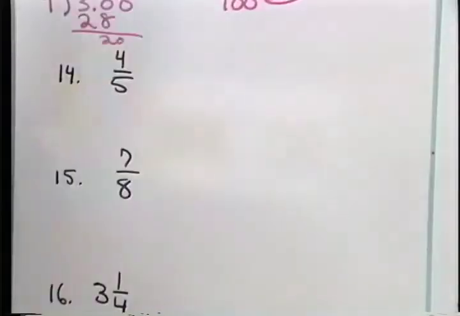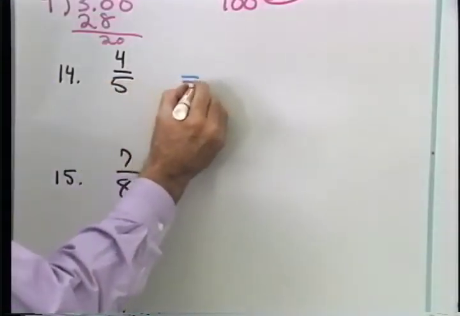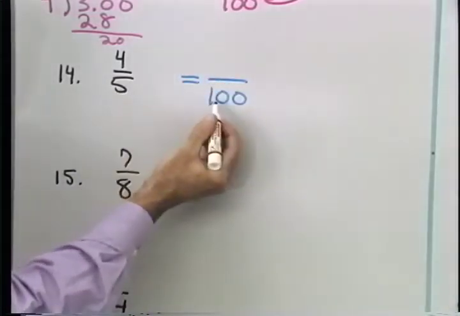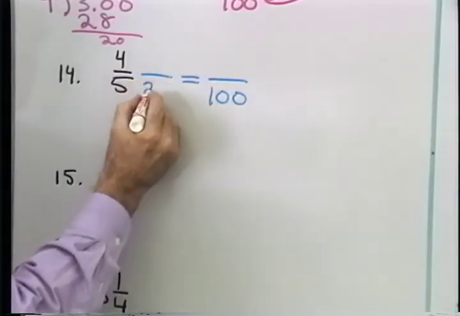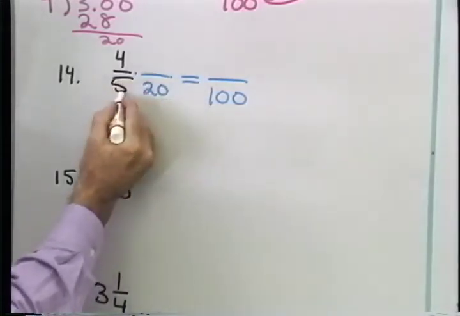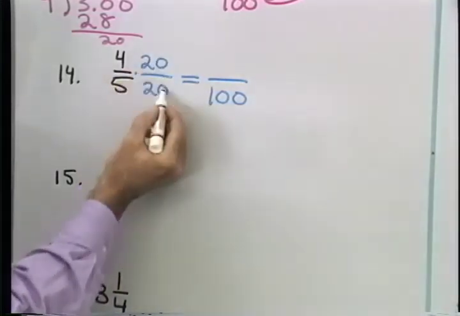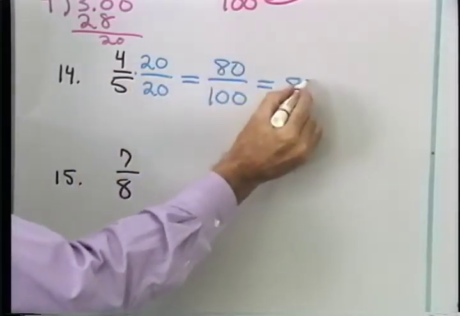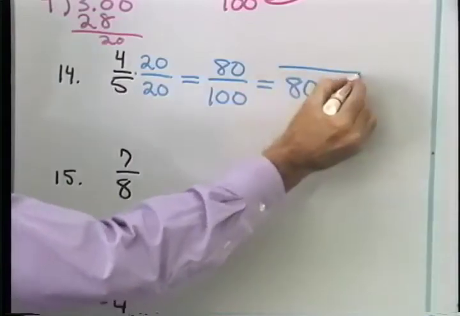Let's try another one. 4 over 5. Now, how about if we try to write this as something over 100? Well, what would I multiply 5 by to get 100? The answer would be 20. So if I multiply the denominator by 20, I do the same thing to the numerator. 4 times 20 is 80, and so that I know to be 80%.